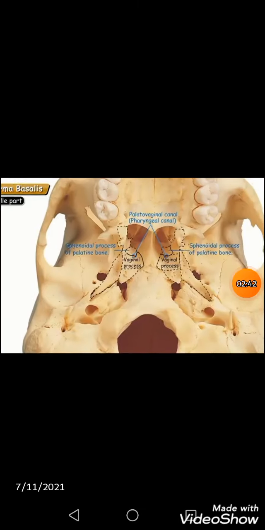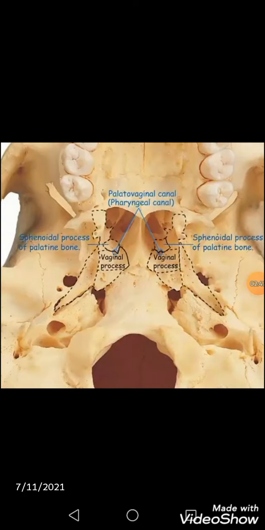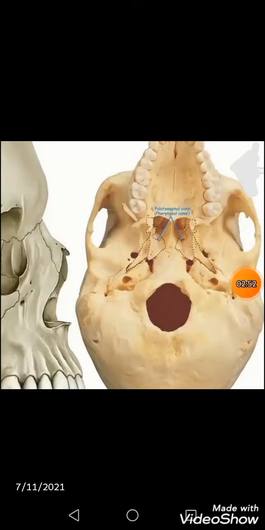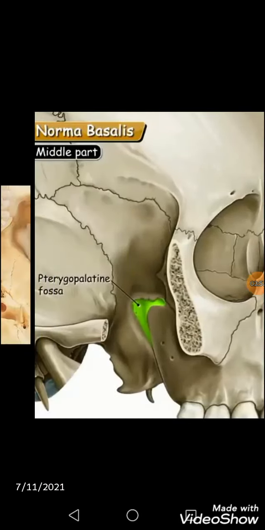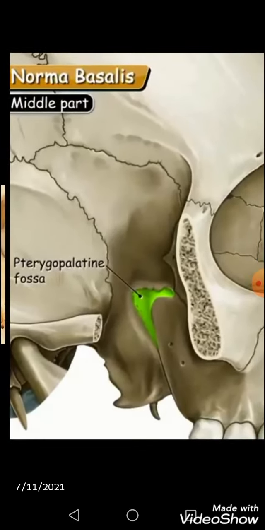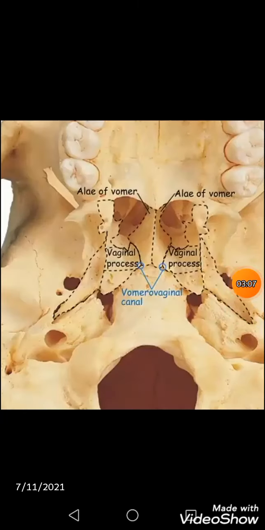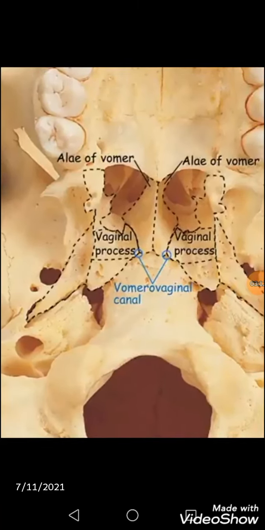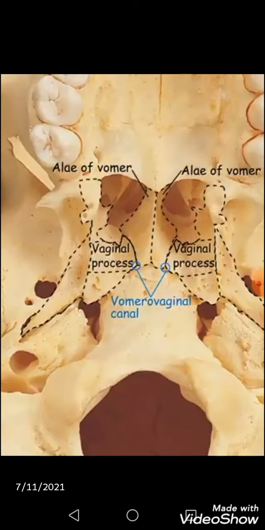Now another picture to elaborate these different canals and processes so that you can make a clear concept. Now, along with this picture, we have to concentrate on the sagittal section. When the mandible is removed, you can find the pterygopalatine fossa, which is another important landmark. Now see how the vaginal process of the medial pterygoid plates is present, and you can see the ala of the vomer on the adjacent side of the vomer bone.